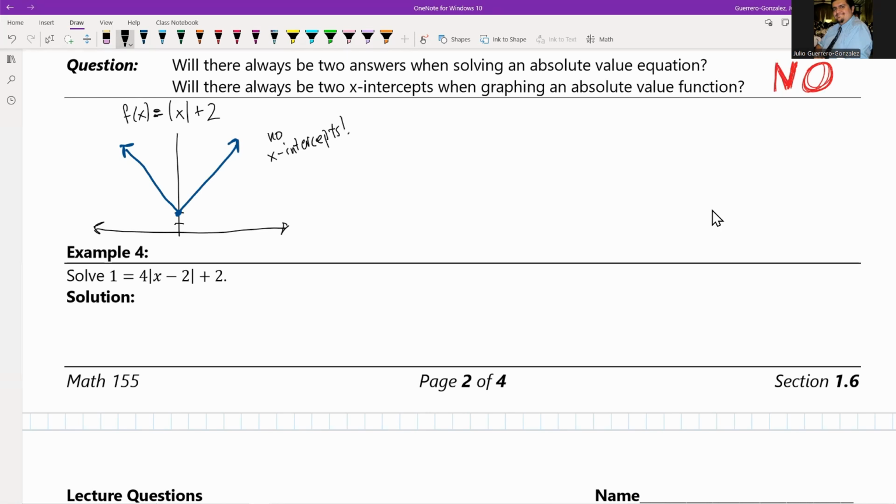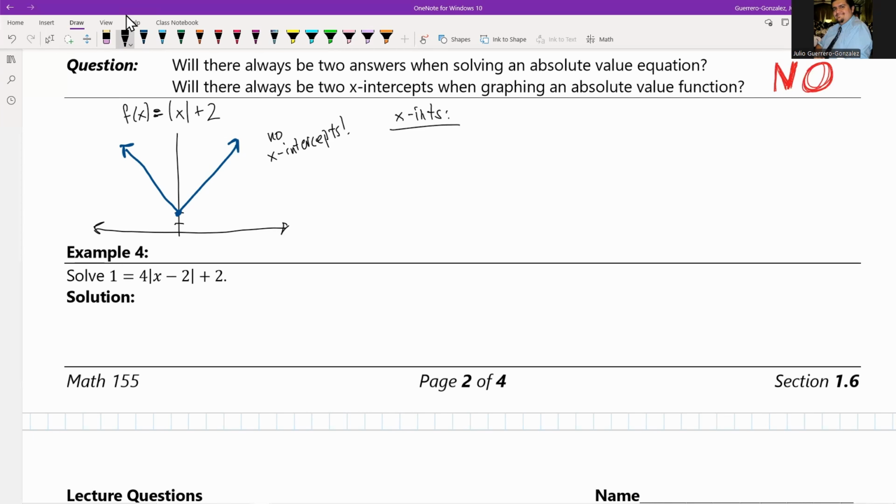So for this function, if we solved for the x-intercepts, we won't get any solutions. This version, the way that I have it graphed right here, shows us that we have an absolute value function, but it does not have any x-intercepts. So now, here's what I want to do, for kicks and giggles: let's find the x-intercepts.